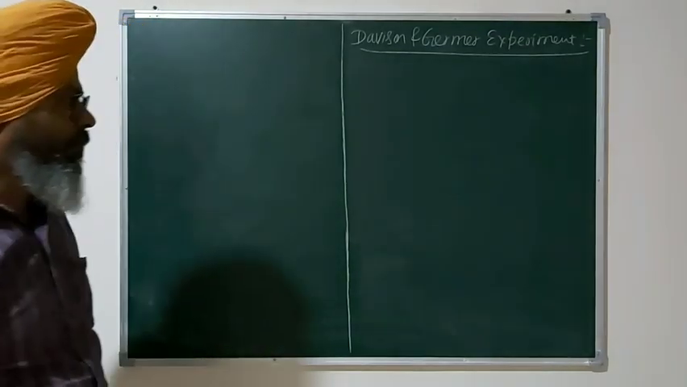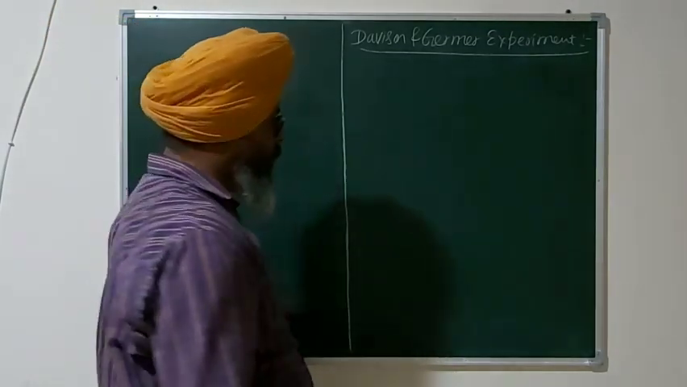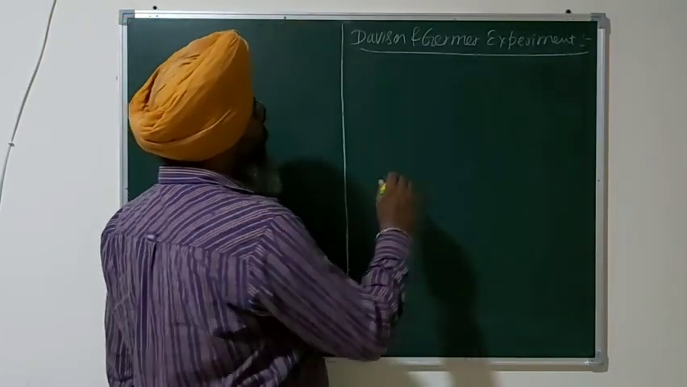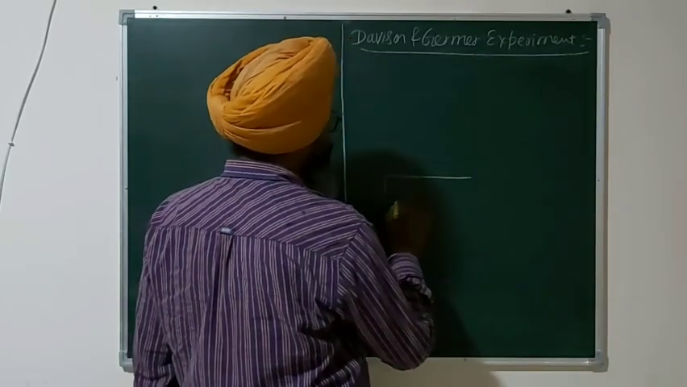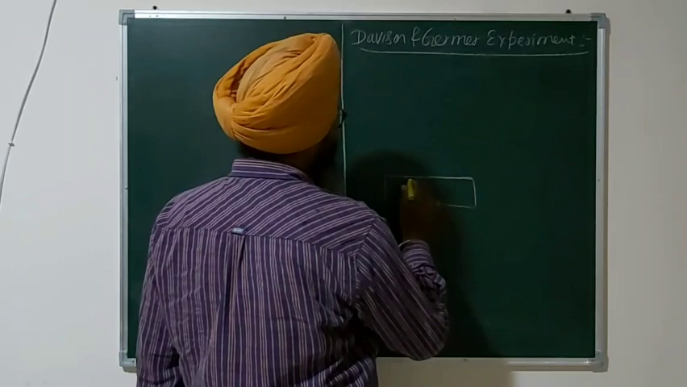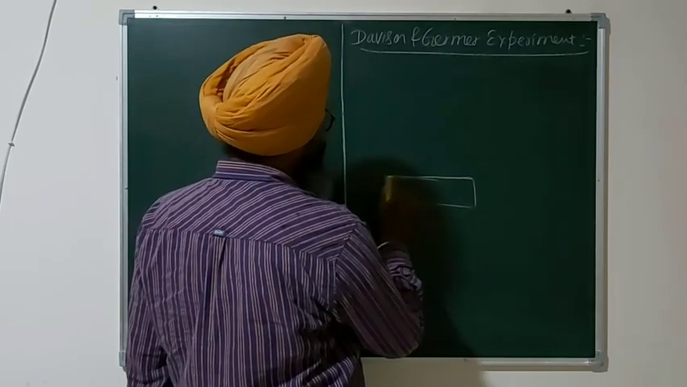Now, Davisson and Germer experiment. Let me give you just its experimental details. So this was a crystal in their setup. This was a crystal.